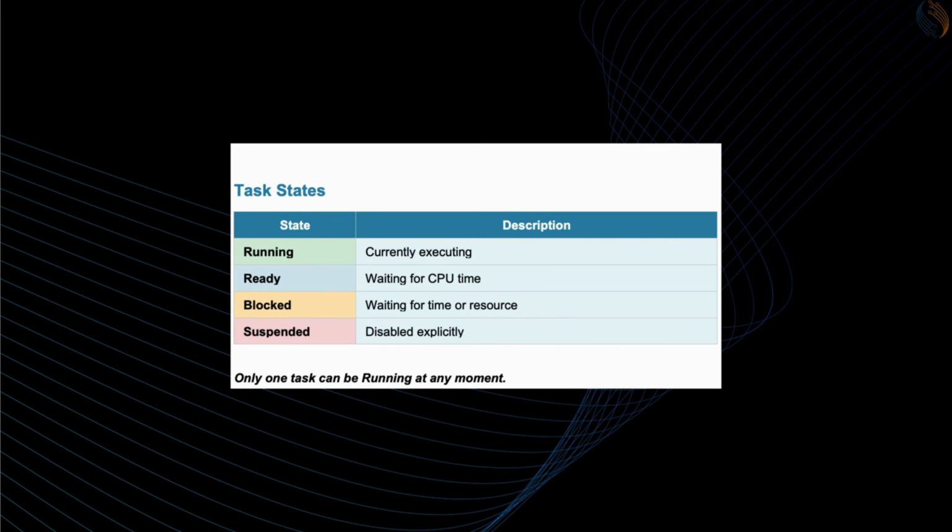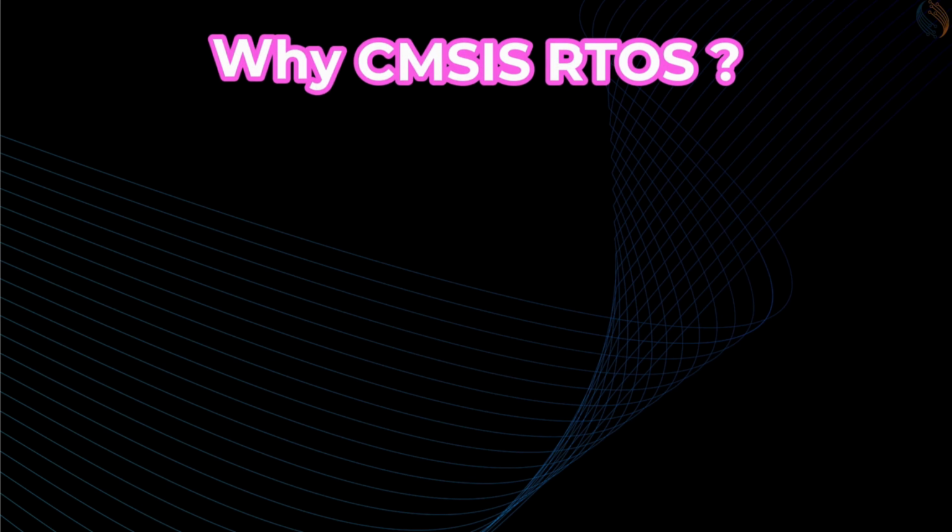The scheduler always picks the highest priority ready task. Blocked tasks are completely skipped. No CPU time is wasted on waiting. Now we understand what an RTOS is and what a task is. But the main question is, where does CMSIS RTOS come into the picture?